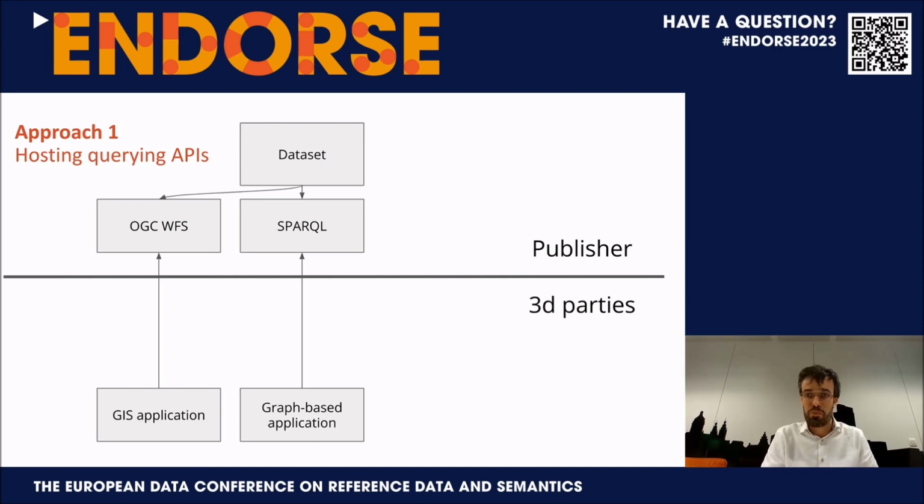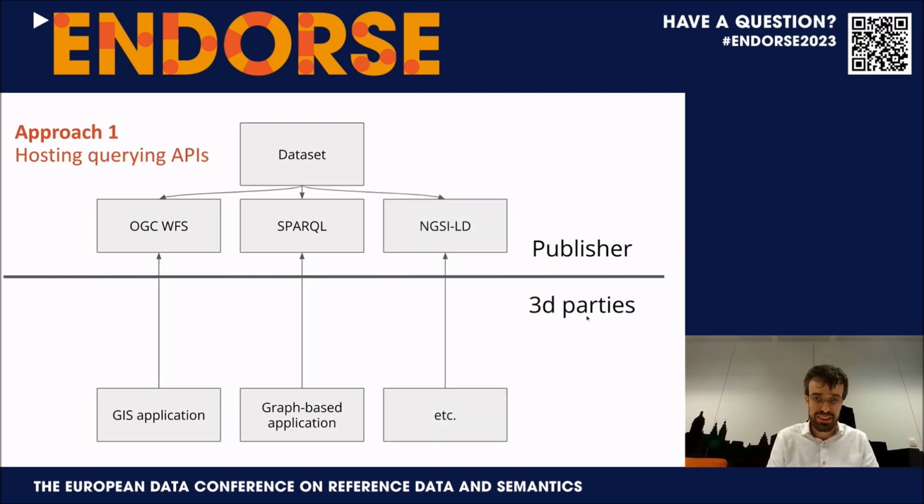And then some other fancy new technology will stop by and will say, hey, we also want a piece of the cake. If you're a data publisher, you need to have a SPARQL endpoint. That's fine. You need to have an OGC API. That's fine. You need an autocompletion API. You need an NGSI-LD API. You need a GraphQL API, and so on and so forth.